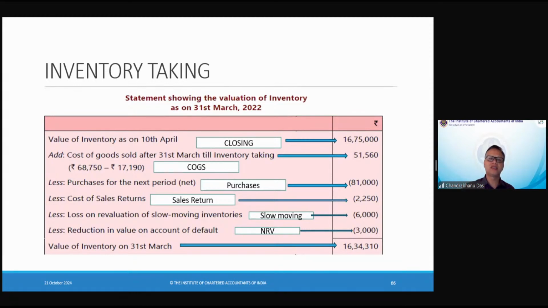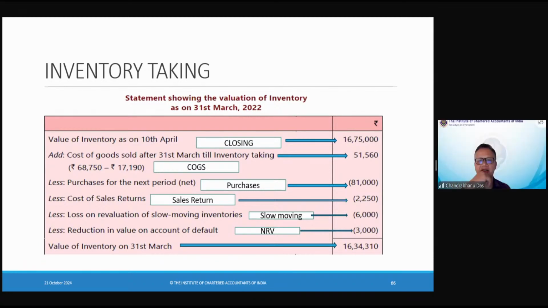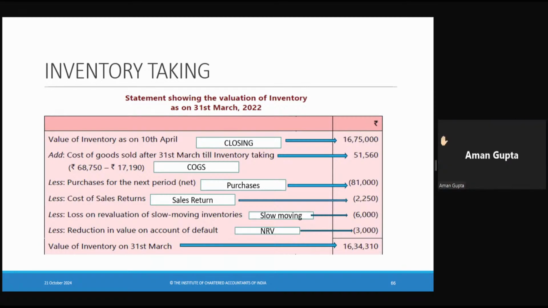Aman Gupta, yes. Sir, how did the profit margin become 25% from 33.3%? 25%, right? Yes, sir. Yeah, right.